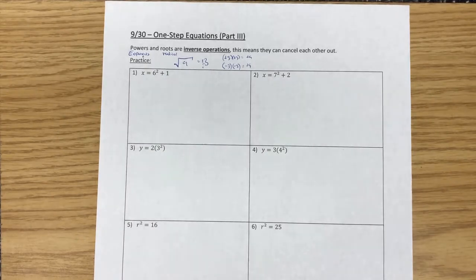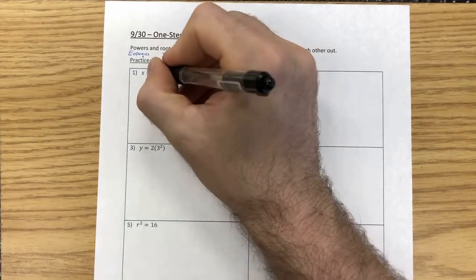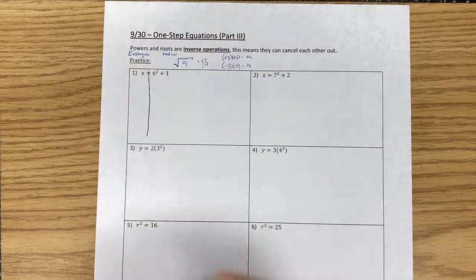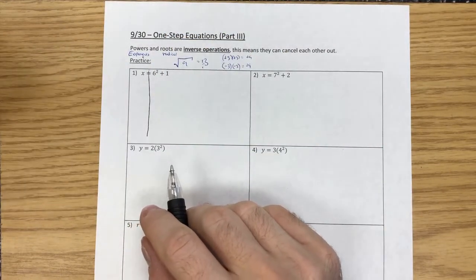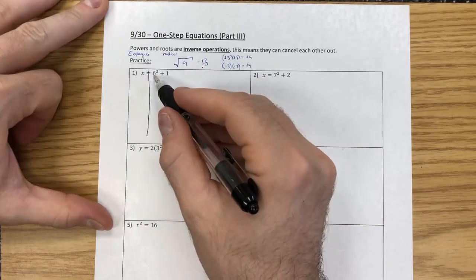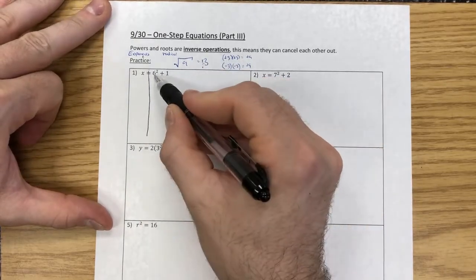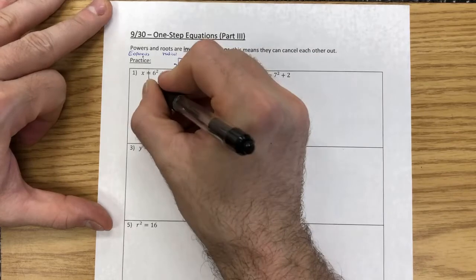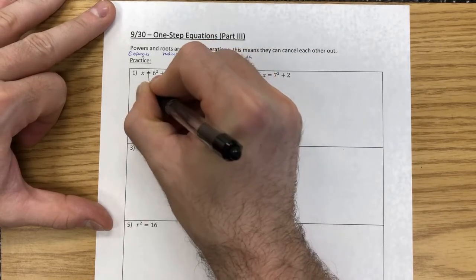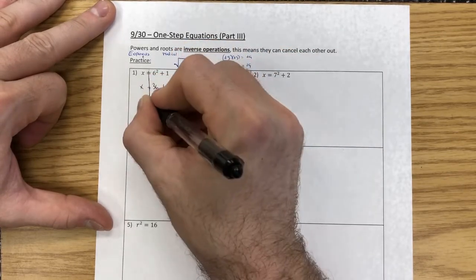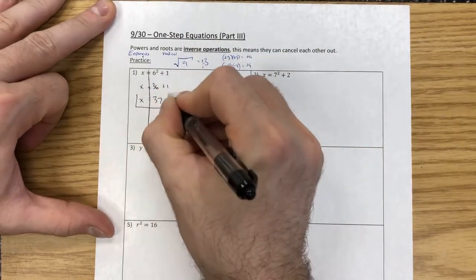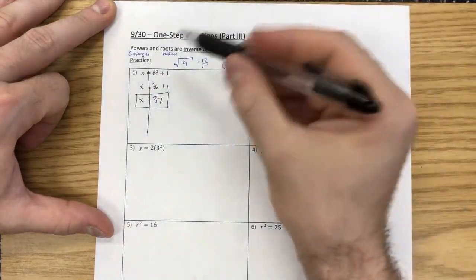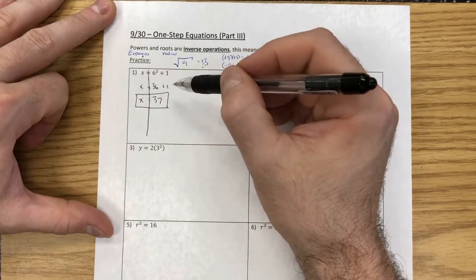So let's go ahead and let's take a quick look at what's going on. So if I divide my equation in half, I see that my variable's already isolated. All that I have to do is order of operations on the right-hand side. So I'm going to say, okay, 6 squared is going to give me a 36. And 36 plus 1 is going to give me a 37. And I'm done.